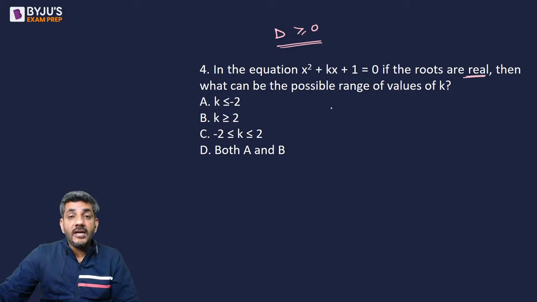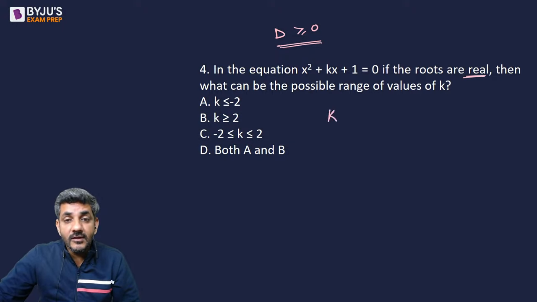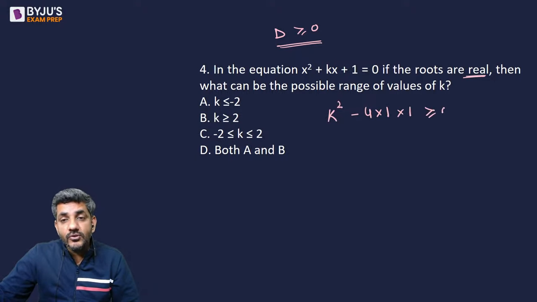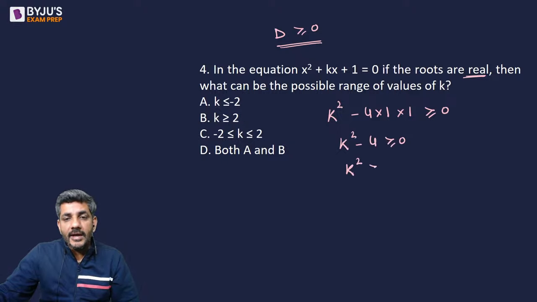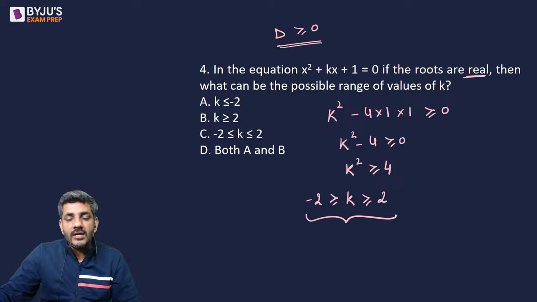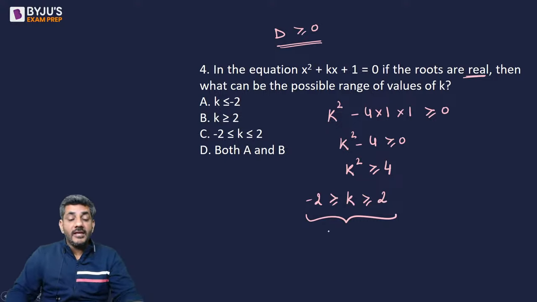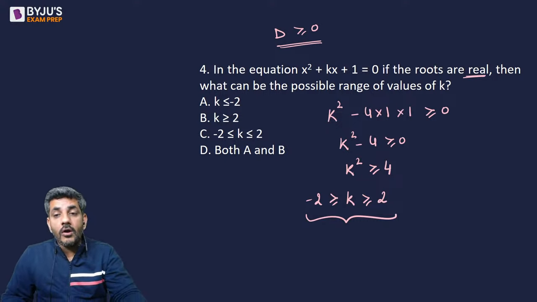So what is the discriminant? It is b square minus 4ac. So it is k square minus 4 into a into c, which are both 1. It has to be greater than equal to 0. Or I can say k square minus 4 must be greater than equal to 0. Or I can say k square must be greater than equal to 4. If the square of a number is greater than 4, either that number is greater than 2 or it is less than minus 2. So ultimately my range would be k is greater than equal to 2 or less than equal to minus 2.